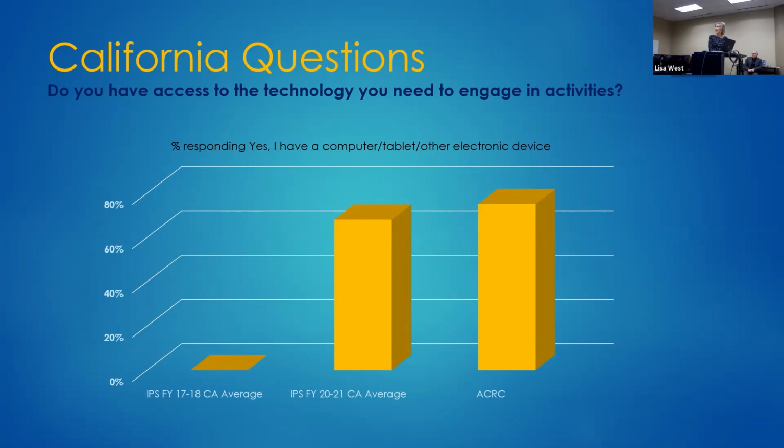And thinking about the other measures around advocacy and being a part of a group in the community, I think this technology really fits into that, because over these last few years, we've had a lot of meetings in a hybrid or virtual format, and access to the devices and technology that is needed has been at the forefront. So this is saying, yes, I have a computer, tablet, or other electronic device.